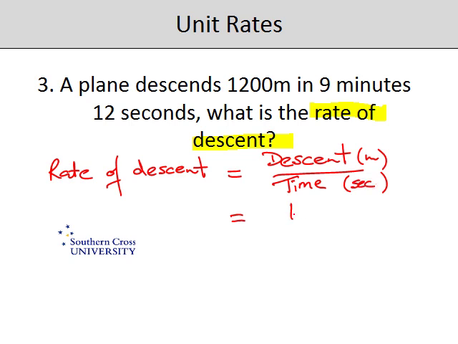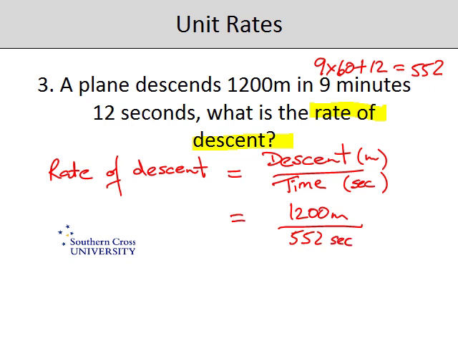So the descent was 1,200 metres. Now, to get our time in seconds, it's going to be 9 times 60, which is the 9 minutes, plus 12. And that's going to come out as 552 seconds. So this is 552 seconds. So 1,200 divided by 552 comes out as 2.2, and our units are metres per second.